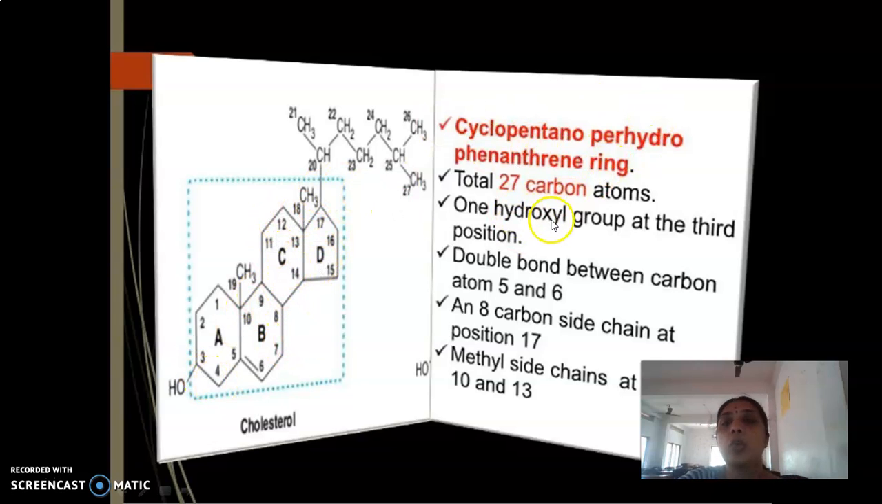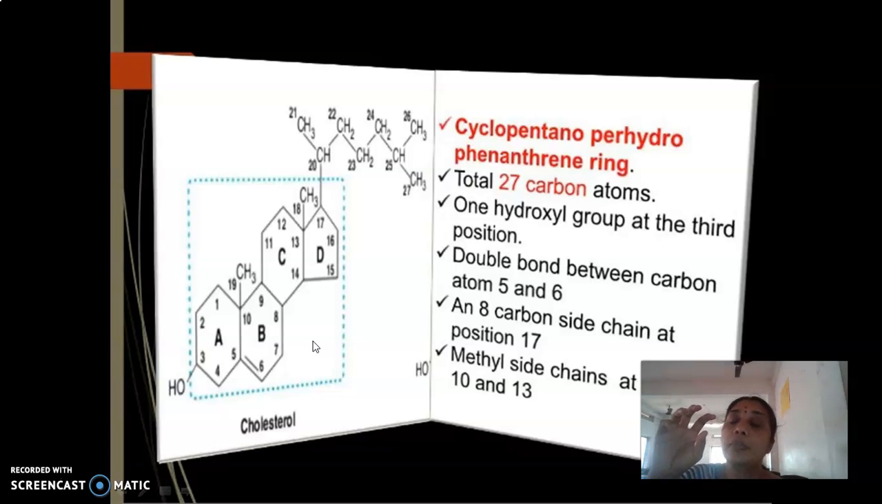And the cyclopentano perhydrophenanthrene system has 27 carbon atoms. There's a hydroxyl group on the third position, a double bond between the fifth and sixth position, and an 8 carbon side chain at position 17. This is the isoprenoid side chain, and this isoprenoid side chain contains 8 carbon atoms, right? So 1, 2, 3, 4, 5, 6, 7, 8. Okay, so this 8 carbon side chain is attached onto the 17th carbon atom. It's also known as the isoprenoid side chain, and there are 2 methyl groups that form the 18th and the 19th positions. They are actually located on the 13th and the 10th positions. The methyl side chains are attached onto the 10th and the 13th positions.